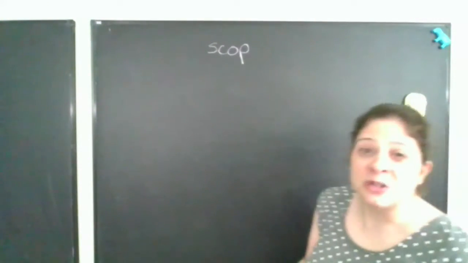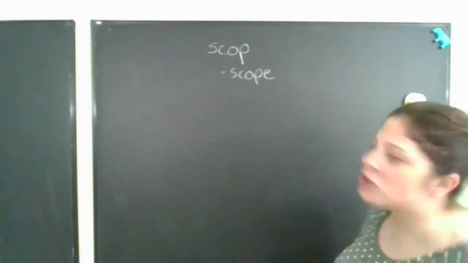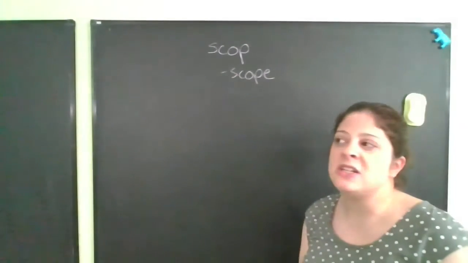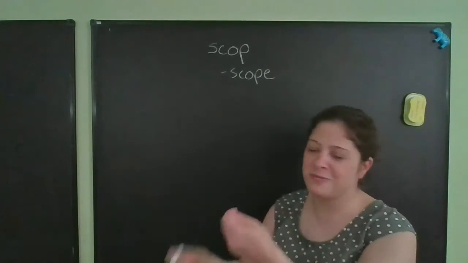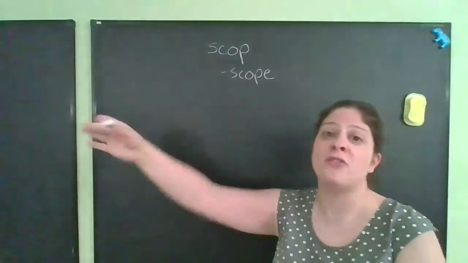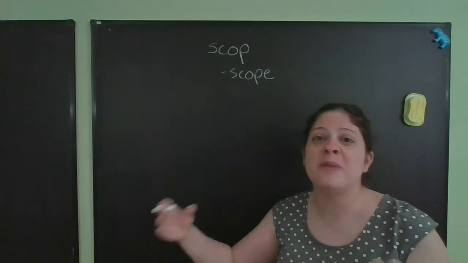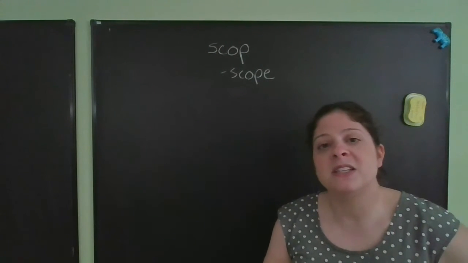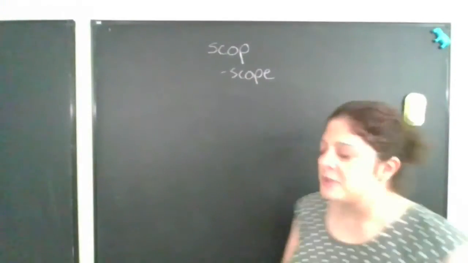So it is very frequently used to form a longer suffix, scope, which is used to indicate an instrument that looks at something, right? Microscope, which I've talked about too much in this class. Telescope is an instrument for looking far away. Stethoscope, right? We have many, many different instruments in science that are scopes of some sort. So that's one of the most common places you will see this.